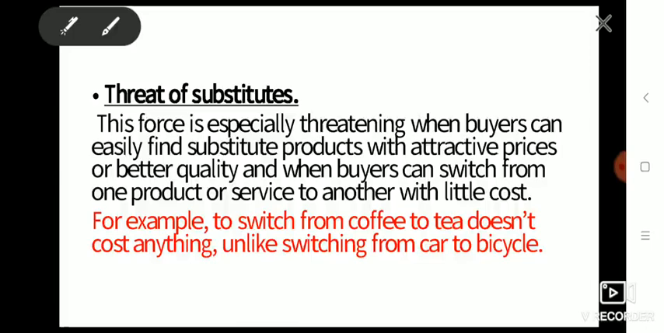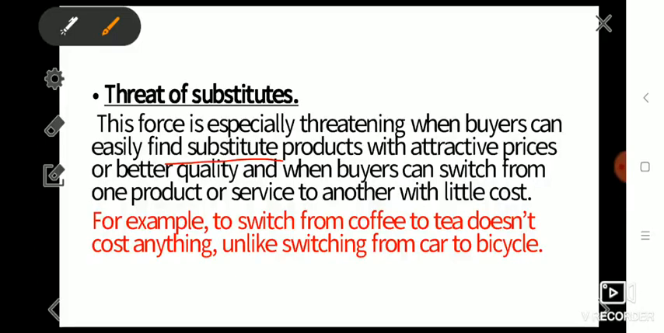Now what happens if there is a threat of substitutes? This force is threatening when buyers can easily find substitute products with an attractive price or better quality, and when buyers can switch from one product or service to another with little cost. So threat of substitute means that when there is a substitute for another product, the buyer will switch to that product if it gives more satisfaction to customers in terms of price, quality, etc. Switching from one good to a better good is known as threat of substitute.